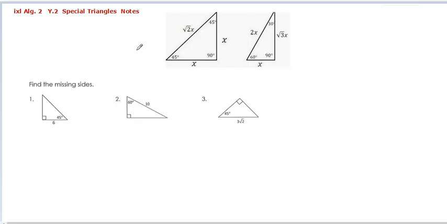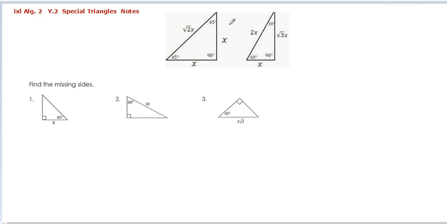Well, hello, this is Miss Becky here, and I'm going to be going over how to solve these special triangles, these special right triangles. So there are two of them, and you guys might have seen them before, but this one is called the 45, 45, 90 degree triangle.